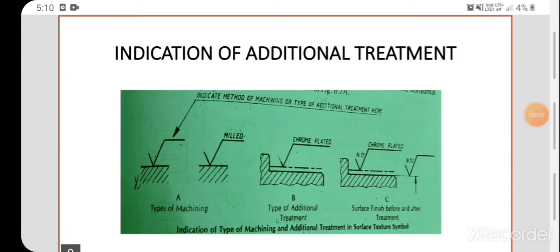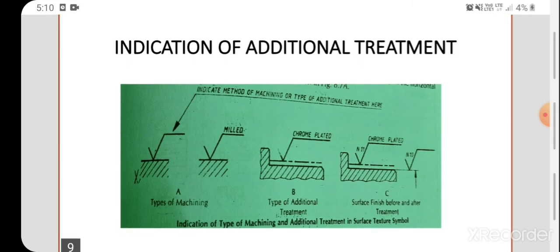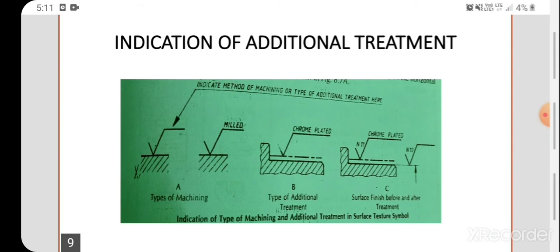Next is the indication of the type of machining process or additional treatment in the surface texture symbol. It should be indicated in words like milled, reamed, honed, lapped, etc. We can note it on the horizontal extension of the longer leg of the symbol. When the surfaces are given any additional treatments or coatings like chrome plating, oxidized, carburized, it should be indicated on the same horizontal extension line, as shown in figure B.